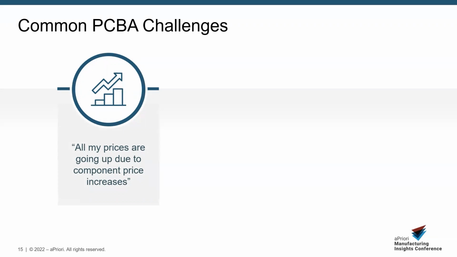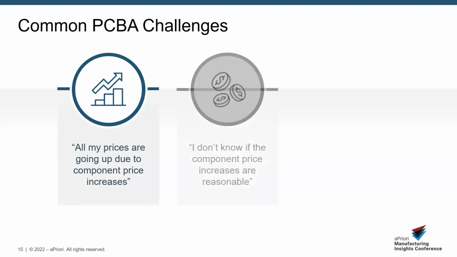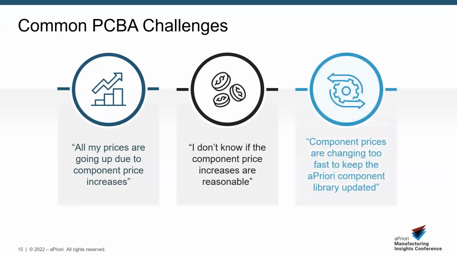So I've been in this situation, and I've seen customers in a situation where it's like, well, how can I create leverage? How can I discuss cost out when we know that so many of the costs are going up? Another challenge is, okay, I know component prices are increasing, but I don't know if the increase is reasonable. So how can I make sure that I'm only paying what is fair based on how the component prices are changing? And then finally, component prices are changing too fast to keep my aPriori component library updated.